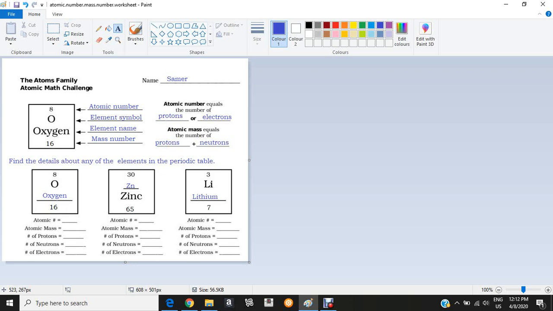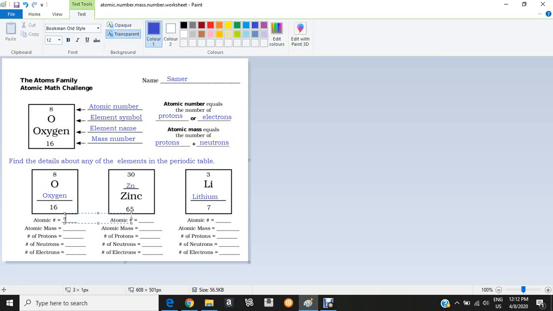And so what are the things we need to calculate here for the oxygen element? First of all, what is the atomic number of oxygen? It's 8. What is the atomic mass for oxygen? It is 16. What is the number of protons for oxygen? It is equal to 8. It's the atomic number. What is the number of neutrons? Ooh, the number of neutrons. Let's leave that for a bit. And then the number of electrons must be equal to the number of protons. So it must be 8.